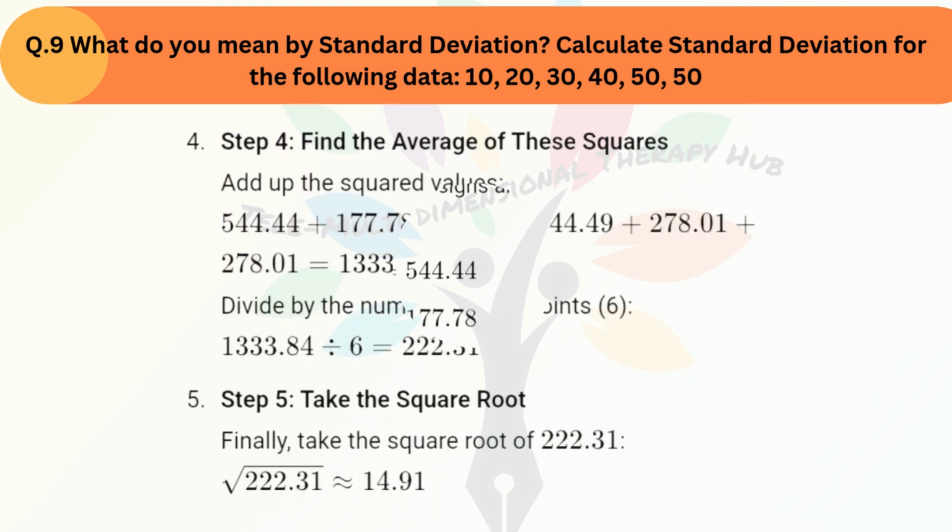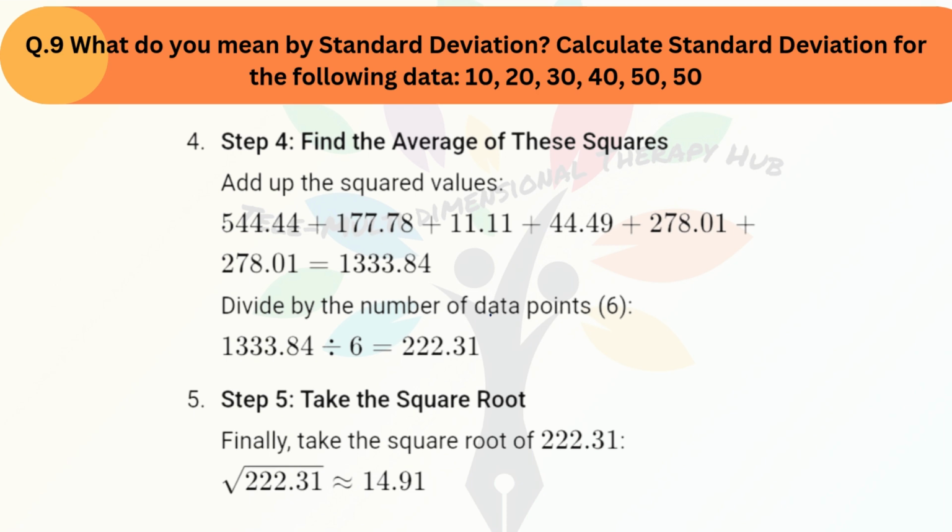The next step is adding up the square values and dividing. We have to add up all the square values and then divide by the number of data points. That means the 6 numbers. We have 6 numbers, right? So we have to divide by 6 after adding all the square values.